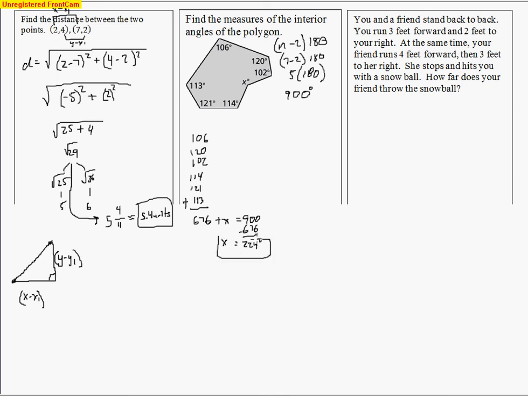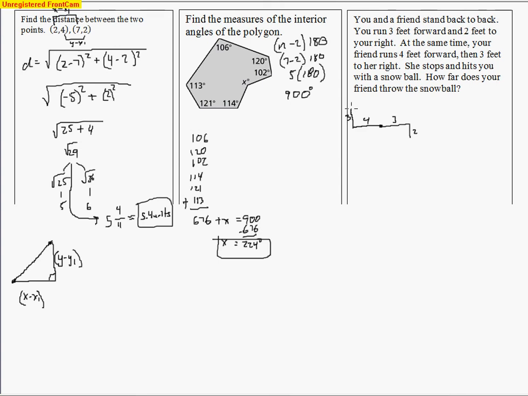So looking at this last problem, it says you and your friend are standing back to back. You run 3 feet forward and 2 feet to your right. So 3 feet forward and then right 2 feet. So there's 2 feet, 3 feet. And then your friend is back to back. At the same time, your friend runs 4 feet forward. So 4 feet for your friend is going to be out in this direction because you are back to back. And then 3 feet to her right. So 3 feet her right would be in this direction.